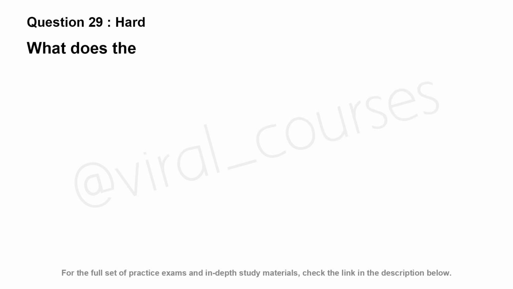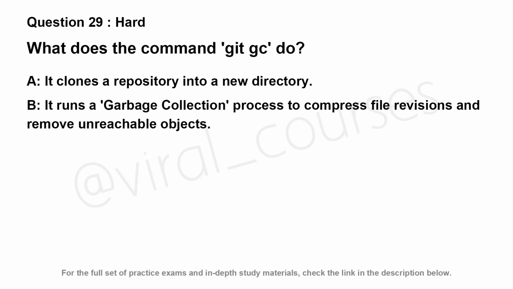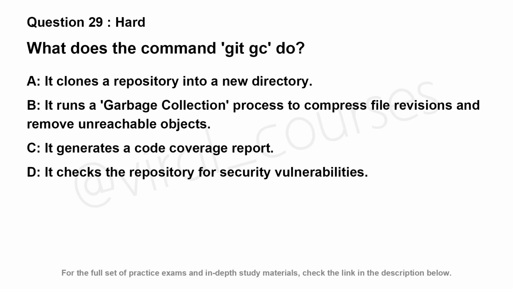What does the command git gc do? Option A. It clones a repository into a new directory. Option B. It runs a garbage collection process to compress file revisions and remove unreachable objects. Option C. It generates a code coverage report. Option D. It checks the repository for security vulnerabilities.